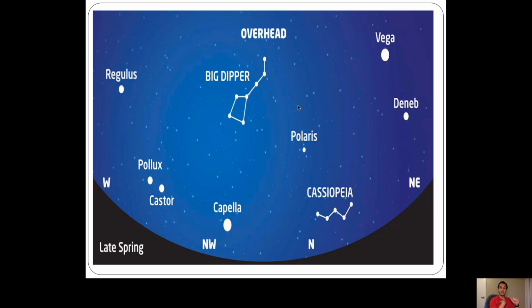Now, of course, to us it appears as though the stars are moving, but in fact the stars are more or less staying in place, and it's the planet Earth that's revolving around the sun. It appears the stars are moving, but in fact, we're moving.